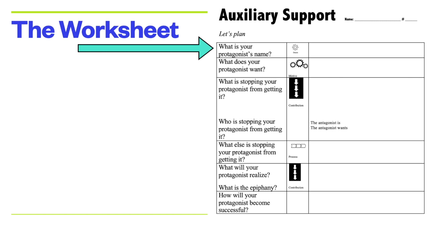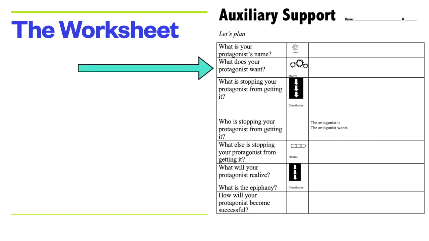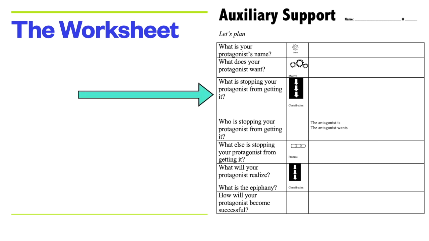So first thing, write down your protagonist's name. And we're going to be writing it in this box right here on this side. Okay? And what does your protagonist want? Now, there's lots of things this person could want. Just think basically, what motivates them? What's one thing that they want? And then you're going to think, what is stopping your protagonist from getting it? Right? And there could be lots of things that stop them. Don't just list one. There could be 5 or 6 things.